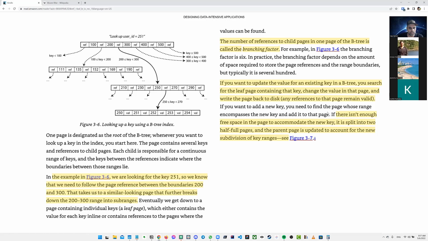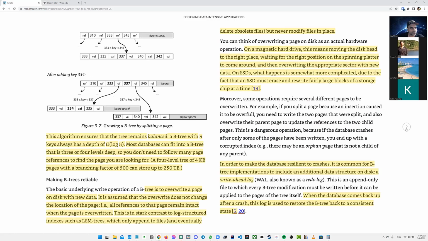If you want to add a new key, you need to find the page whose range encompasses the new key and add that to the page. If there isn't enough free space in the page to accommodate the new key, it is split into 2 half-full pages, and the parent page is updated to account for the new subdivision of key ranges. So this is kind of like how the tree gets managed in the background.